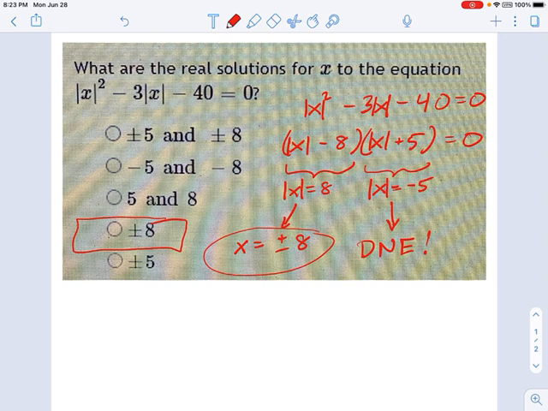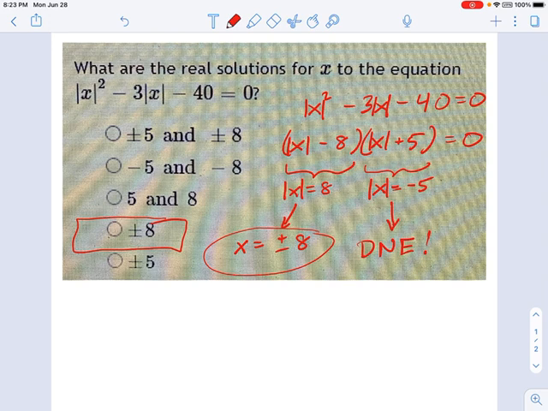Even though you see there's all sorts of other answers to choose from. 8 and negative 5. Is that in here? That isn't in here, but 8 and 5 were in here. Negative 8 and negative 5. Plus or minus of each one. That's a popular choice because you think, oh, absolute values, that means I get both signs. But that's not quite true.